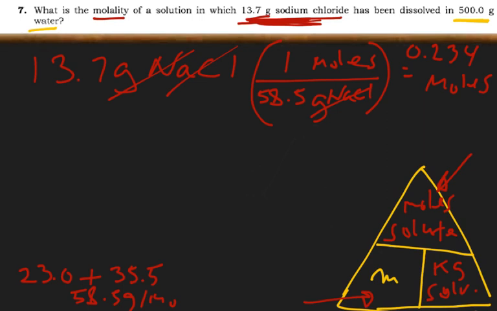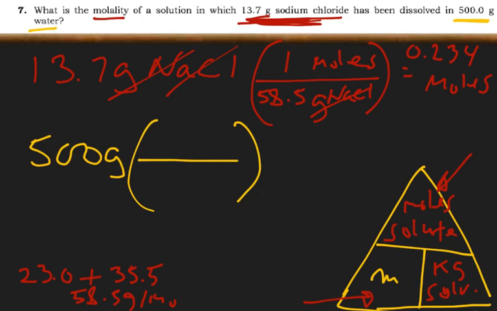I now need my solvent in kilograms. They gave me 500 grams of water. If you forgot, we just simply put our conversion factor. We don't have to guess. Do we multiply? Do we divide by 1,000? No, you don't guess. You simply put our grams in the bottom. The thing you look for goes in the top.